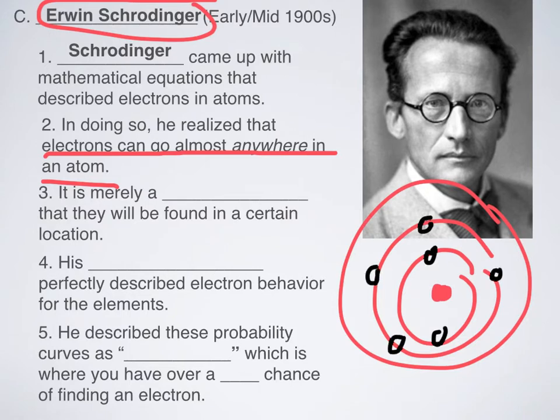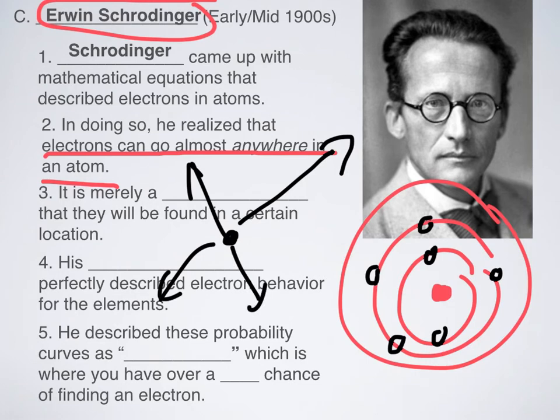What Schrodinger realized is that actually that's not the way electrons move. Electrons can go anywhere. They're not really bound to going in a circle or anything like that. So if this is an electron, it could go here, or here, or here, or it could come through the screen or away from the screen. It can kind of move wherever it wants. And that was a big change to thinking about how atoms work and how electrons work.